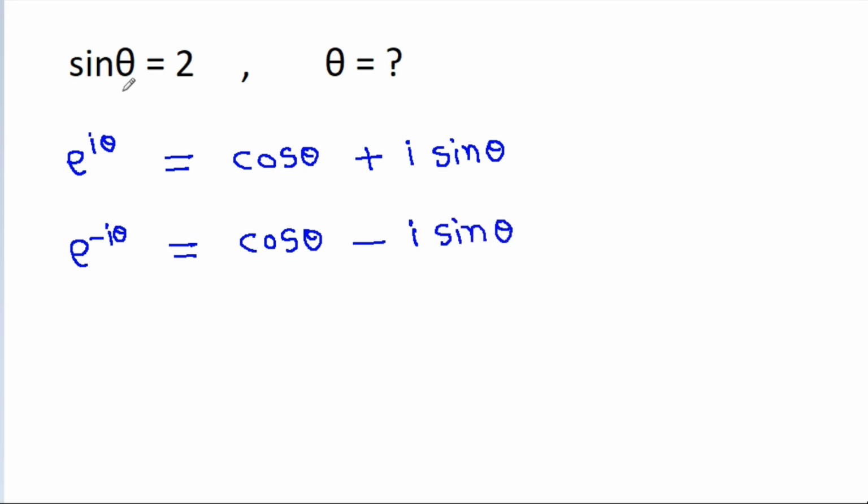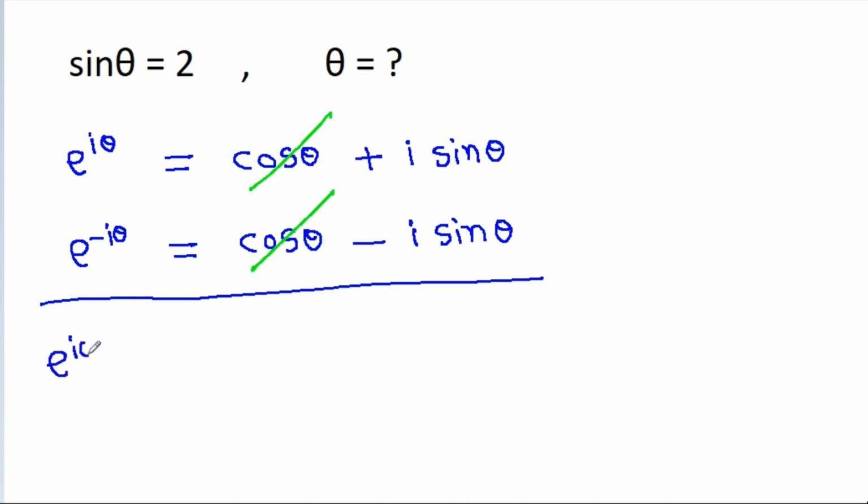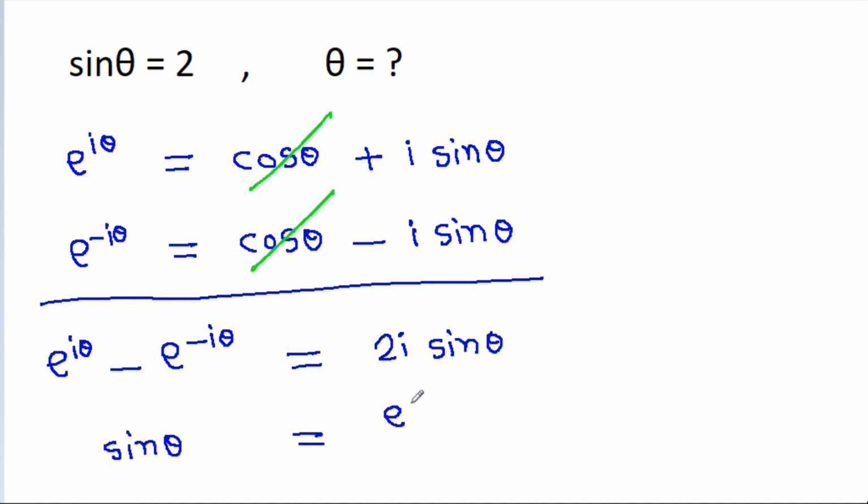And now we need sin theta. So if we subtract these two values, then cos theta and cos theta will get cancelled, and we get e to the power i theta minus e to the power minus i theta is equal to 2i sin theta, or we get sin theta is equal to e to the power i theta minus e to the power minus i theta by 2i. And now we are given sin theta is equal to 2.